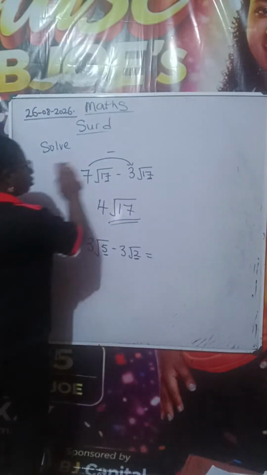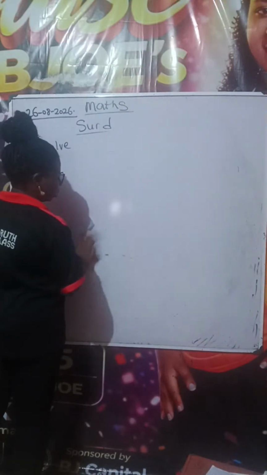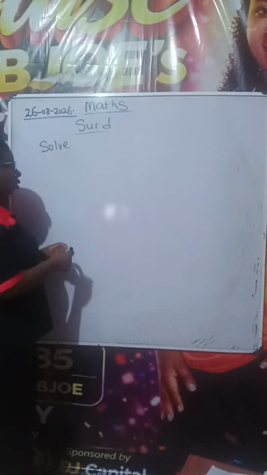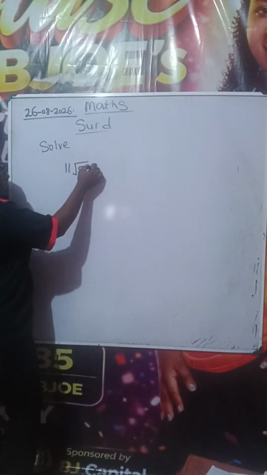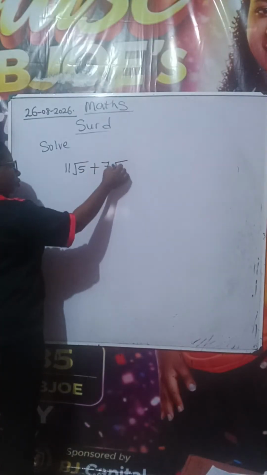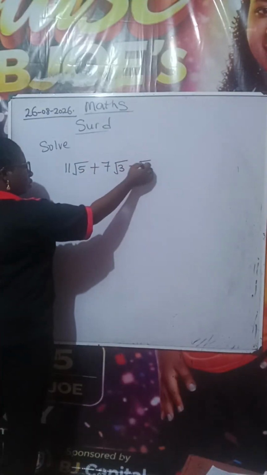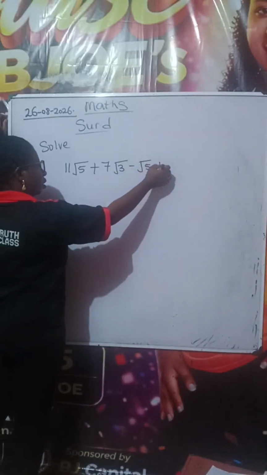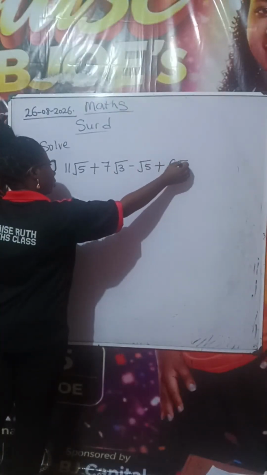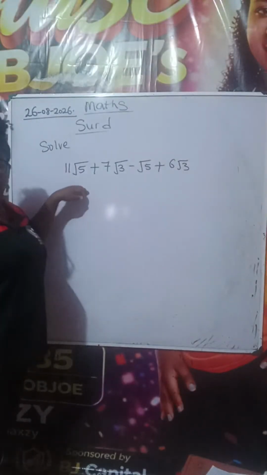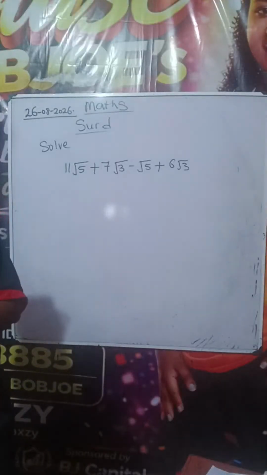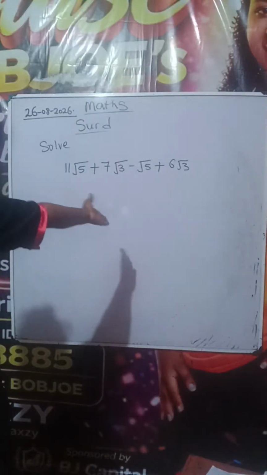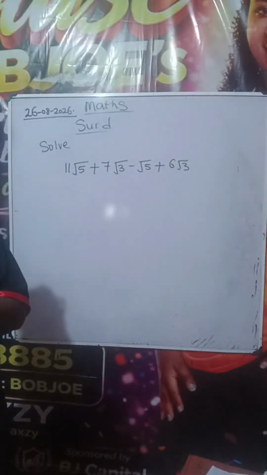Okay. Now, look at this one. Let's quickly try this one, then let's proceed. Look at it. What if we have 11 root 5 plus 7 root 3 minus root 5, then plus 6 root 3? On this one, what do we do? When you have something like this, what do you think we are going to do? Anybody?